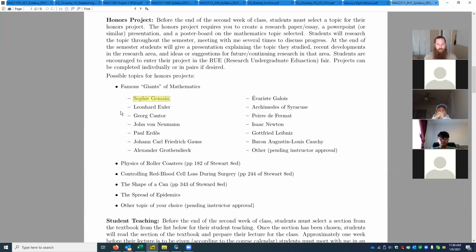You could just tell me about her work, the research areas that her work led to, and the more recent things going on in that research area. And the same could be done for any one of these mathematicians or any other mathematician that you choose.